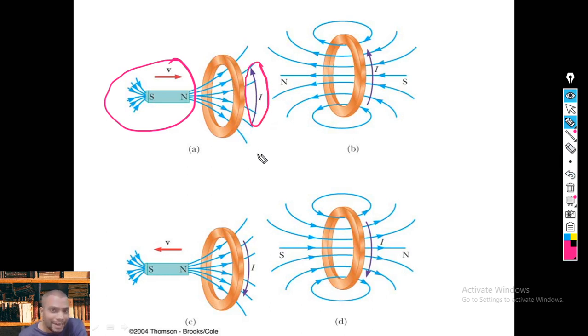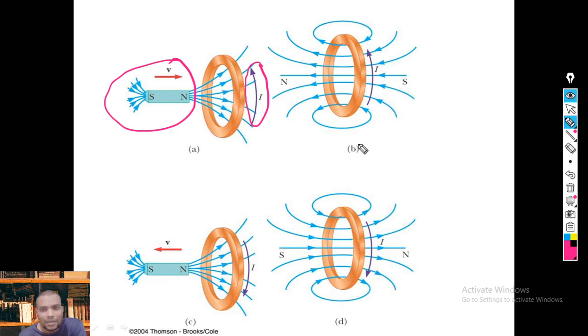But what is the direction of the induced current? The induced current will flow in such a direction that it contributes an opposite pole. So it means here the magnetic field lines are approaching, so now it should be repelled.